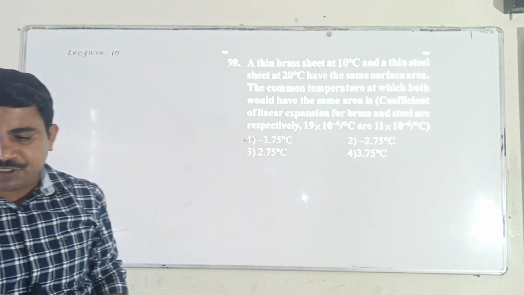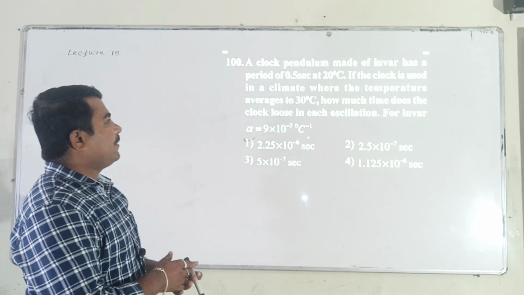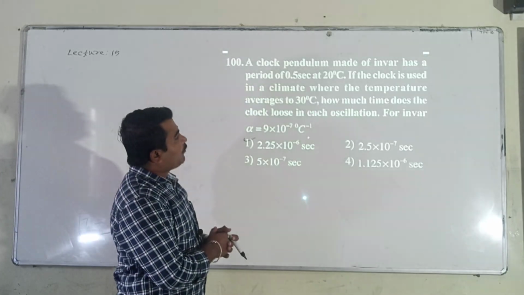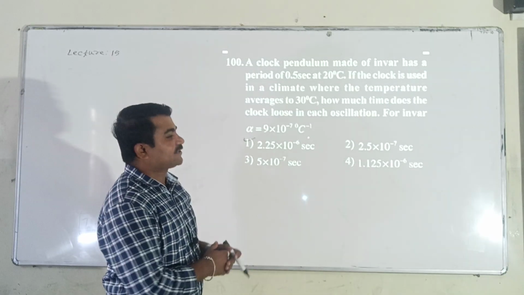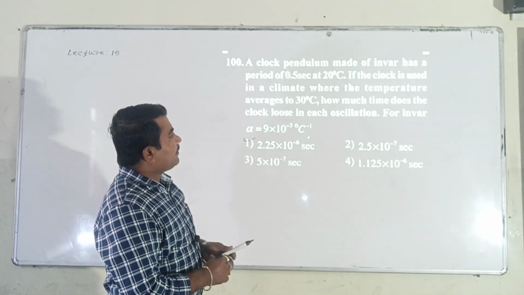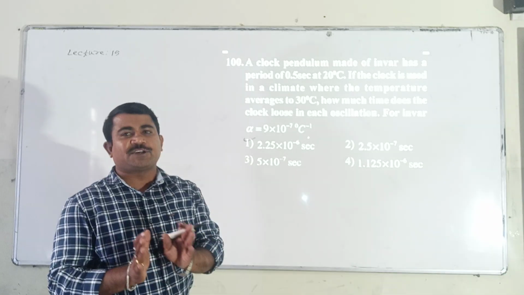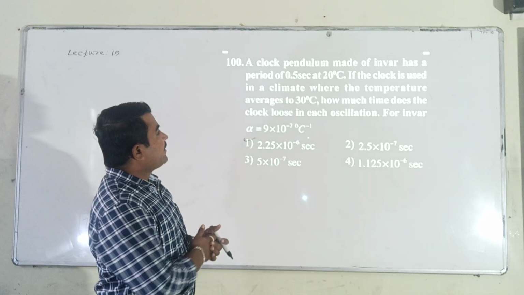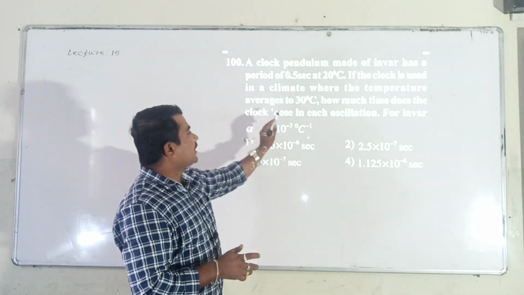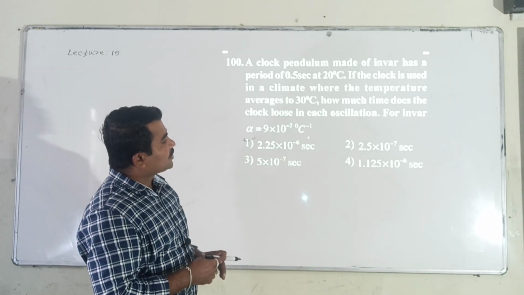Right. Next numerical. A clock pendulum made up of invar has a time period of 0.5 second at 20 degrees Celsius. If the clock is used in a climate where temperature changes to 30 degrees Celsius, how much time does the clock lose in each oscillation?